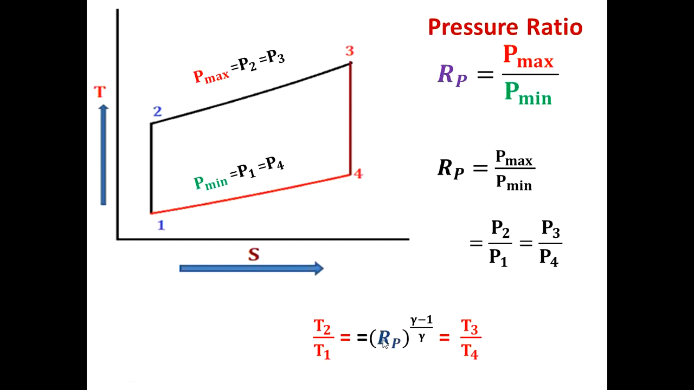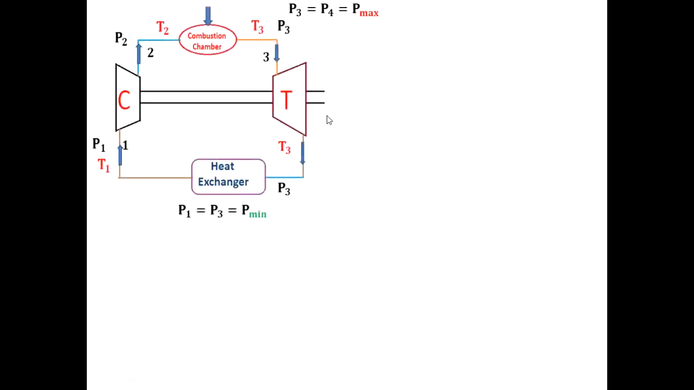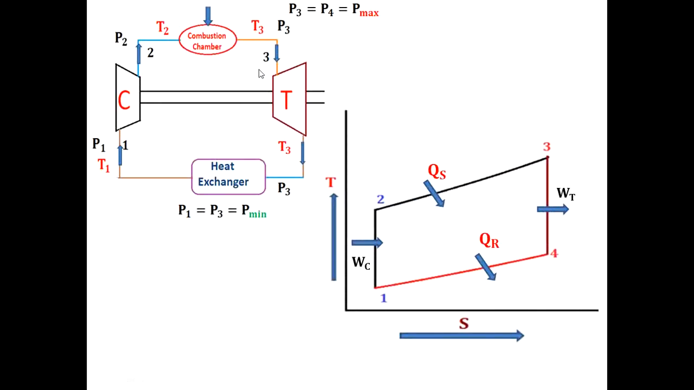Okay, that Rp ratio is T2 by T1 in the same manner. You want to note this down properly. This is the gas turbine and the TS diagram. Maximum temperature is T3 and minimum temperature is T1. Pressures are P3 and P1 and the temperatures are T3 and T1. Here you want to derive the equation for temperature in terms of pressure ratio. Okay, that we shall see.